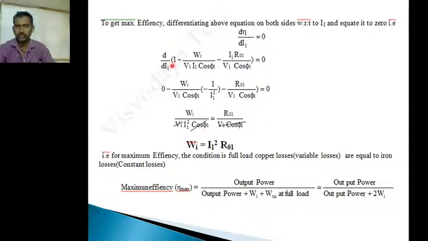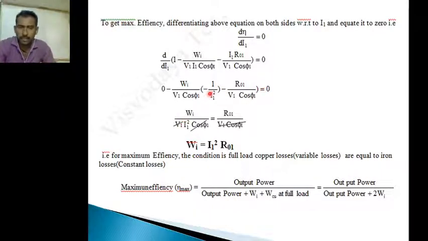So derivative of 1 minus Wi by V1 I1 cos phi 1 minus I1 R01 by V1 cos phi 1 is equal to 0. The derivative of the 1 is 0, and here we differentiate with respect to I1, so the remaining things are constant. So we write minus Wi divided by V1 cos phi 1 into the derivative of 1 by I1, which is minus 1 by I1 square, minus the derivative of I1, that means dx by dx is nothing but 1. So we write R01 by V1 cos phi 1, and this equals 0.